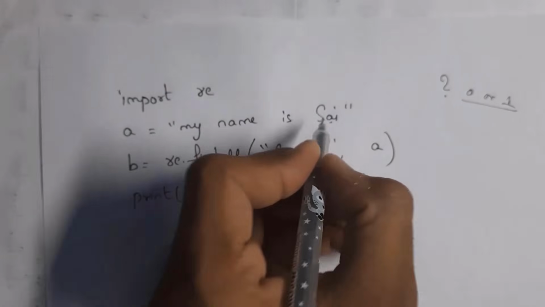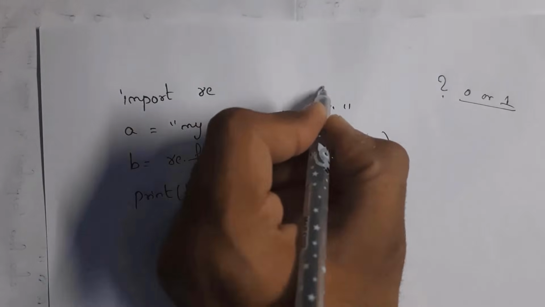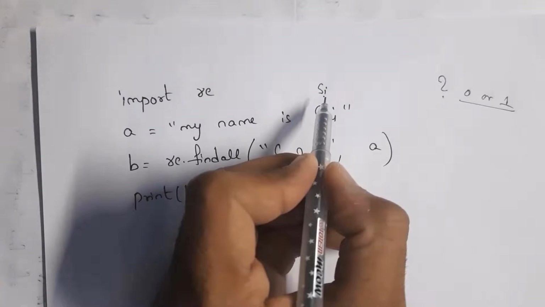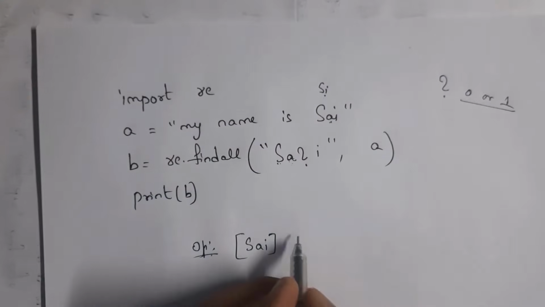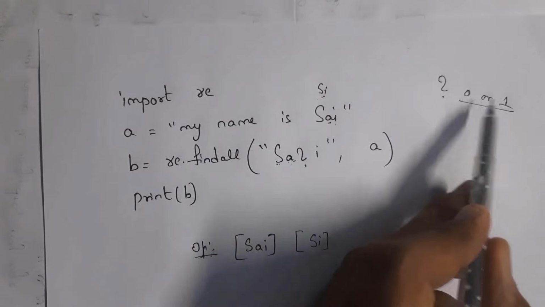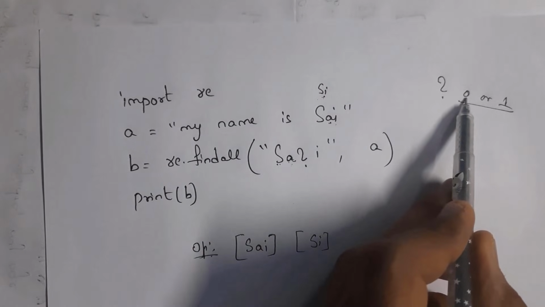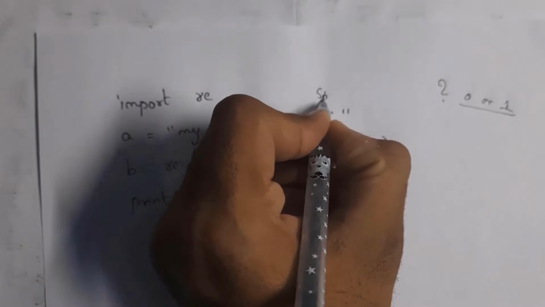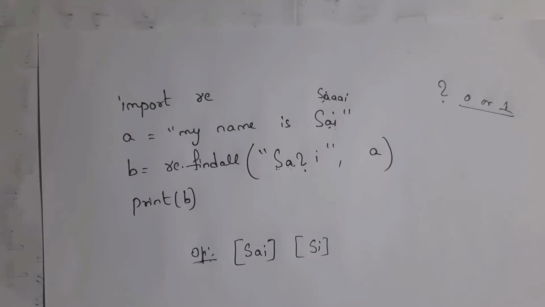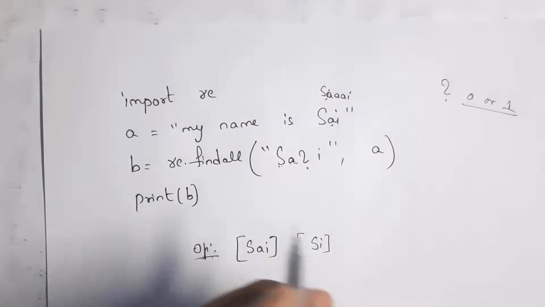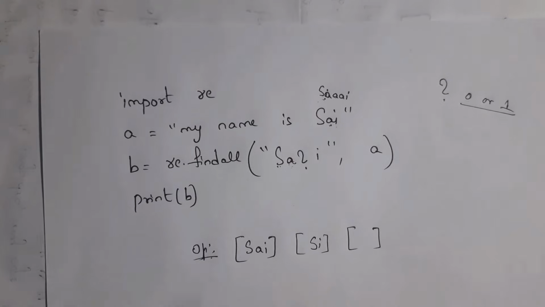For example, in place of Sai, if I write here SI, the string does not contain A. Even if this string does not contain A, I will get output. So I will get output SI, because question mark means 0 or 1 occurrence. So the 0 is satisfied, so I will get output SI. For example, if I write here S A A A I, if this A is repeated more than once, I won't get any output. Here A is repeated thrice, so I won't get any output. So it will represent an empty list.